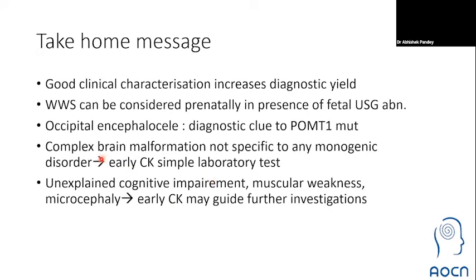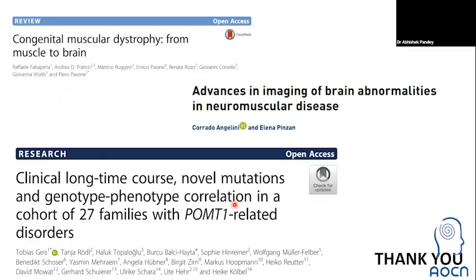Another two important points: complex brain malformations, which do not fall into specific categories of monogenic disorders, and early CK. It can be a simple test, not diagnostic, but it can give us a clue how to move ahead. And again, unexplained cognitive impairment with muscular weakness and microcephaly, and early CK, can guide us to better, more appropriate investigations. Apart from the previous, these are the references which I used to make this presentation.